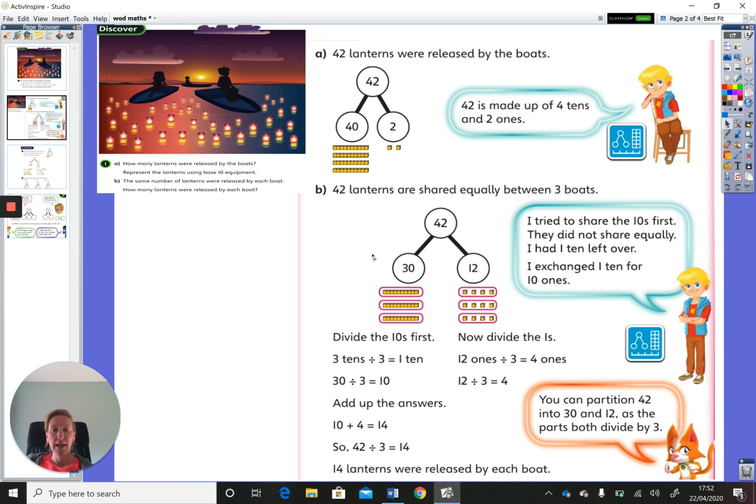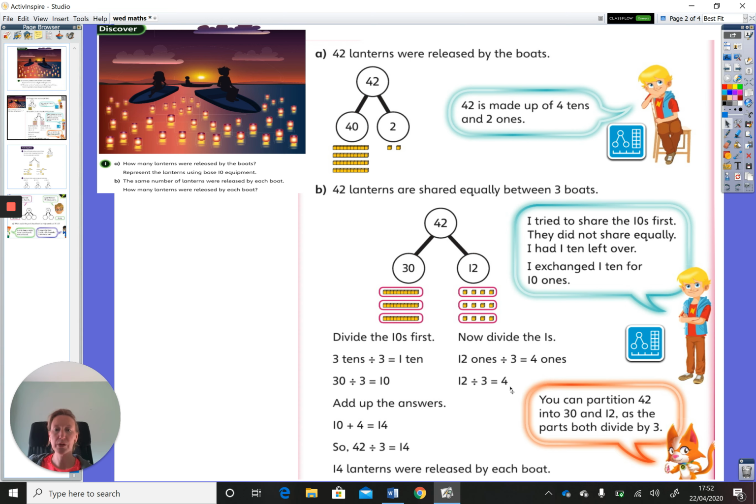So let us use this part whole method to answer the question. Let's do exactly what we were doing last time. We're going to divide our 10s first. So 3 10s divided by 3 is, of course, 1 10. So 30 divided by 3 is 10. And then if we look at our 1s, we say to ourselves, 12 1s divided by 3 is 4 1s. 12 divided by 3 is 4.